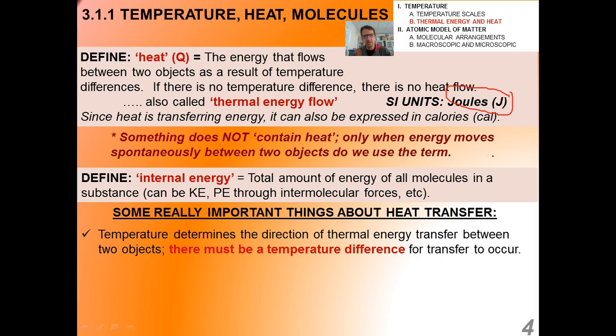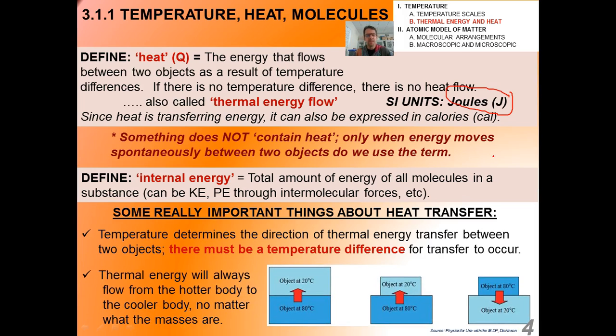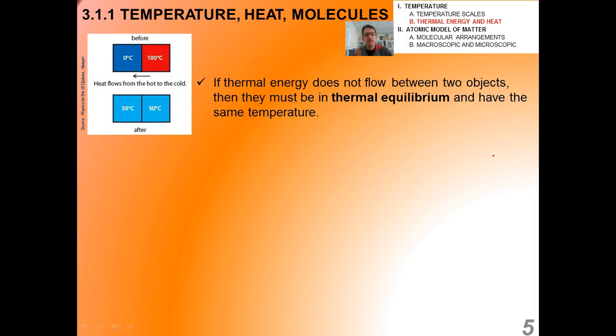Temperature determines the direction of thermal energy transfer, okay? There must be a temperature difference, and thermal energy, or heat, always flows from a hotter object to a colder object, naturally speaking. It's never going to be the reverse of that. If thermal energy does not flow between two objects, then they must be in thermal equilibrium and have the same temperature.